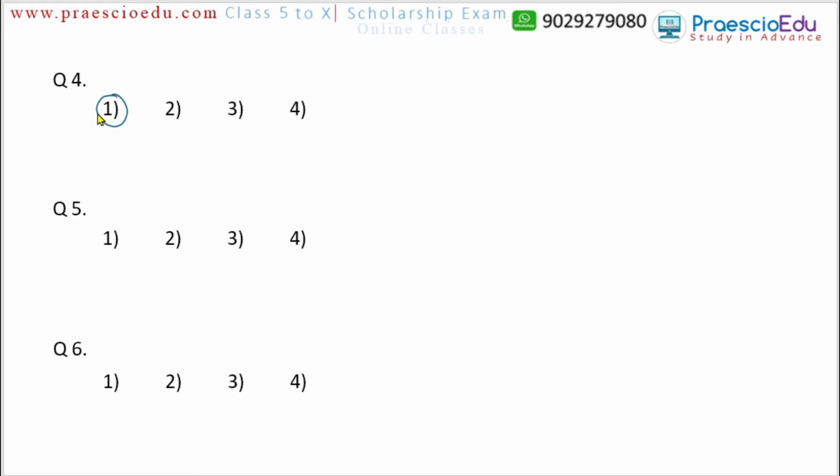Now question number 5, how many times does 1 occur in the numbers from 1 to 100? From 1 to 100, we know 1 occurs 21 times. If you look at page 217, you can get that count, the exact number of times, or you can count from 1 to 100. So 21 means option number 4 is the correct one.